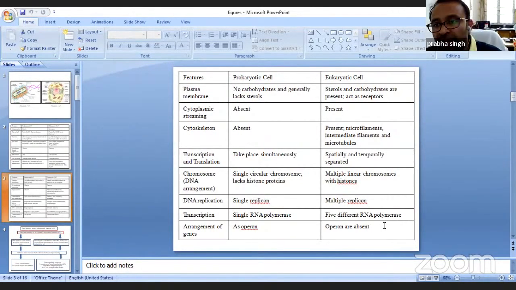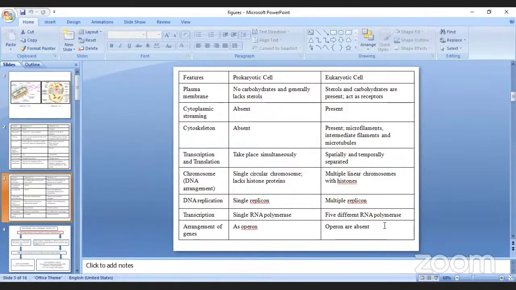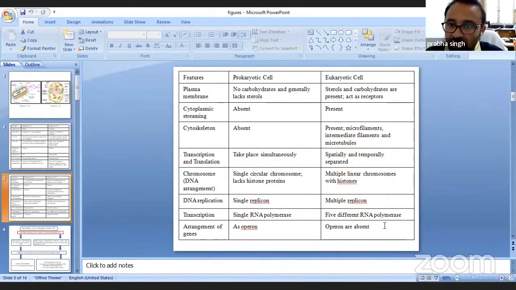Okay, so can anybody tell me what is the charge of histone? Is it positively charged or negatively charged, histone protein? Positively charged. Very good. So histone proteins are basic proteins. DNA is negatively charged and histone is positively charged, right?